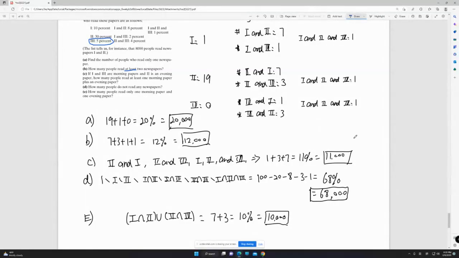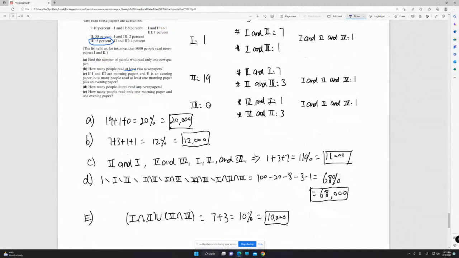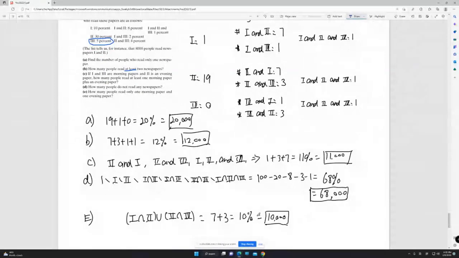10% you multiply by 100,000, you get 10,000. Do you see what I mean? It is 100,000. You multiply and you get it. So don't write the equal sign here. It doesn't make sense, right? 10% equals 7 plus 3 equals 10% equals 10,000. Do you understand my objection?